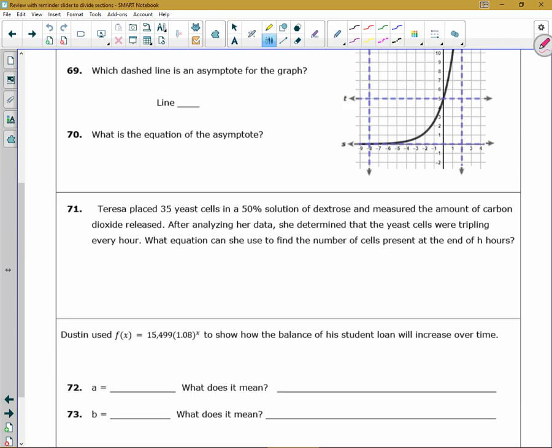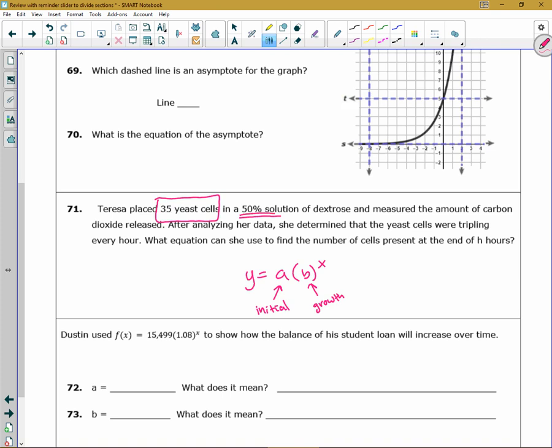Okay, so a few things I'm noticing: we're in the exponential part of it, so I know that my equation is going to follow y equals ab to the x power. I know that a is my initial value and b is my growth rate or decay rate. So when I look, where does my stuff start? What's my starting initial value? 35 yeast cells.